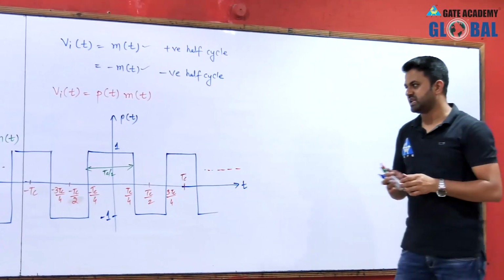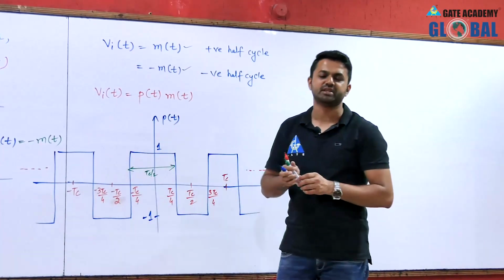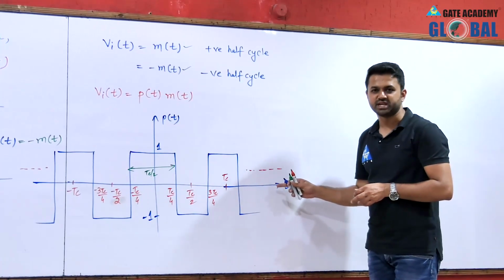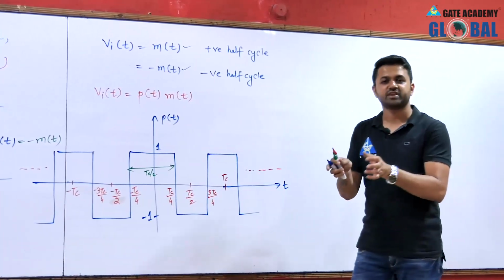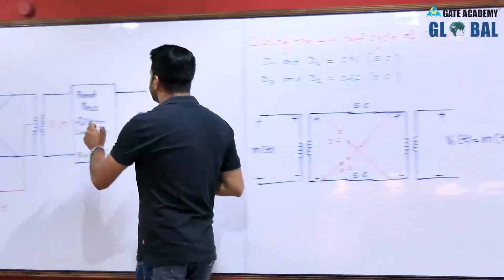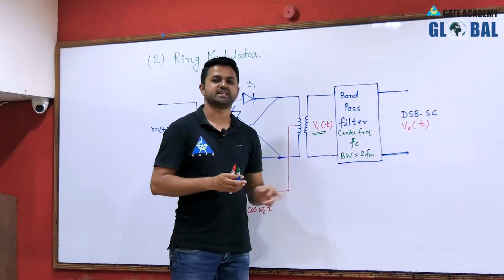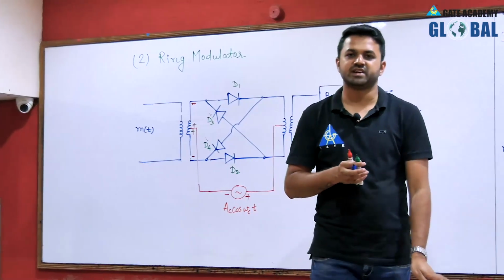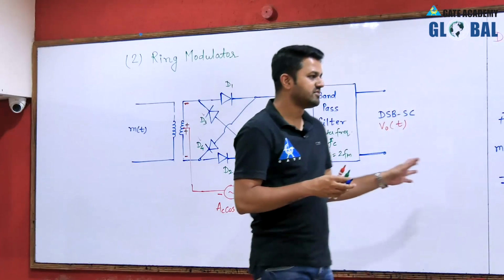To get the mathematical equation, we have to multiply p(t) by m(t), and this p(t) is a periodic signal, so it can be represented by a trigonometric Fourier series. We have to calculate the trigonometric Fourier series of p(t), then multiply it by m(t), and see what frequency components come. Because the output v_i(t) is actually the input to the band pass filter, which has center frequency fc and bandwidth 2fm, we can find the output of the band pass filter once we know its input, v_i(t).